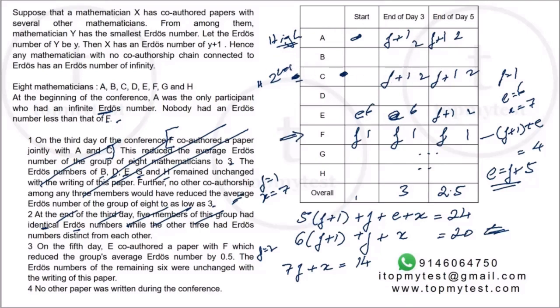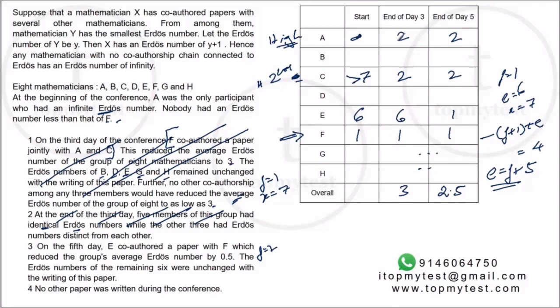And we know C was the second highest, right? So there is a third person, X. This is not C because C's number has changed already, whereas the person who had X in the beginning had X at the end of the third day, had X at the end of the 5th day and the end also. So C and X are not the same. So C's Erdos number should be higher than 7.